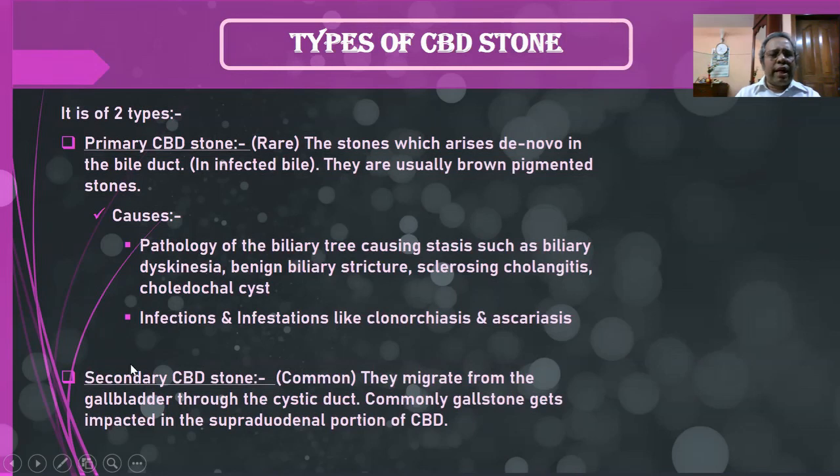What about the secondary biliary stones? CBD stones here mean they migrate from the gallbladder through the cystic duct. Commonly, gallstones get impacted in the supraduodenal portion of the CBD. That means the stone originates from the gallbladder and goes into the common bile duct. So this is called secondary biliary stones. That means CBD stones.